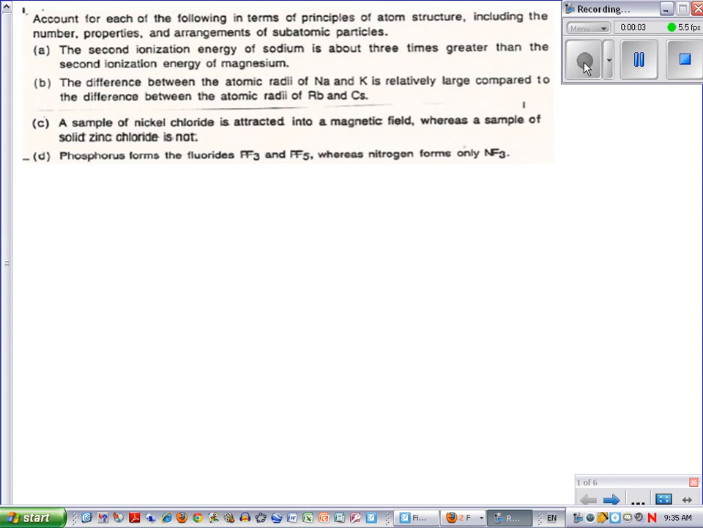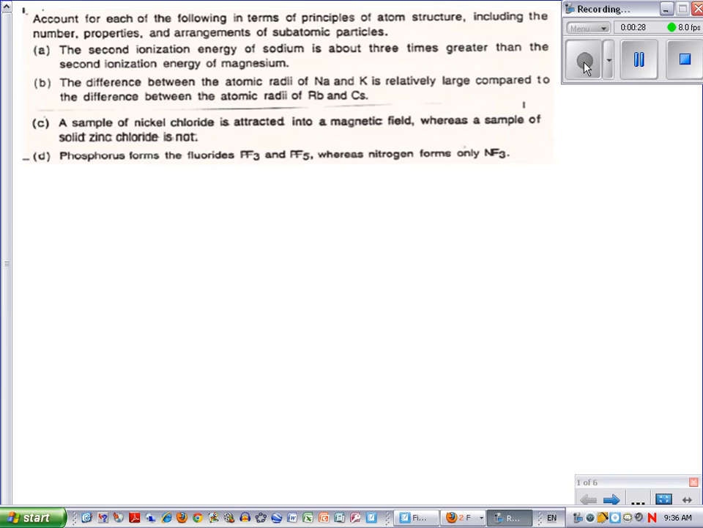Okay, so you guys were tasked with doing this problem on your own yesterday. A couple parts were a little nasty, but we'll talk about them all so you know where the information came from. So part one of this question says the second ionization energy for sodium is about 3 times greater than the second ionization energy of magnesium.